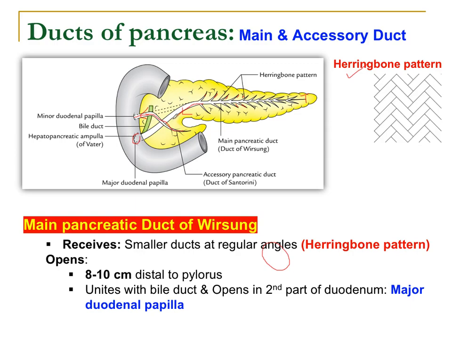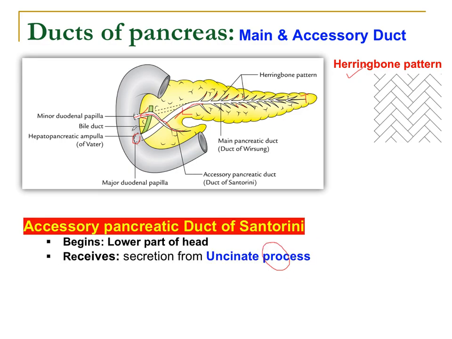So the bile duct and main pancreatic duct open into the hepatopancreatic ampulla of Vater, and that opens in the major duodenal papilla, which is present in the second part of the duodenum.